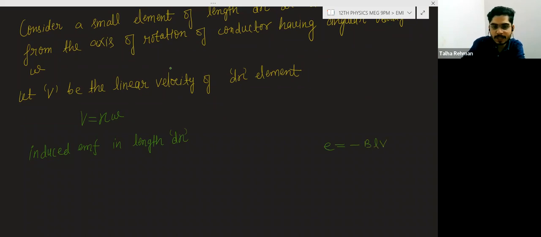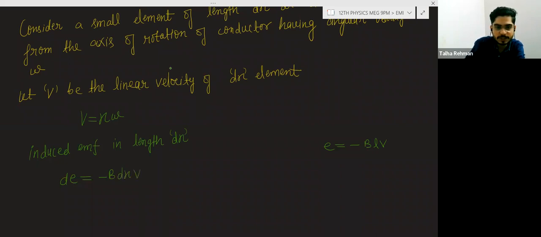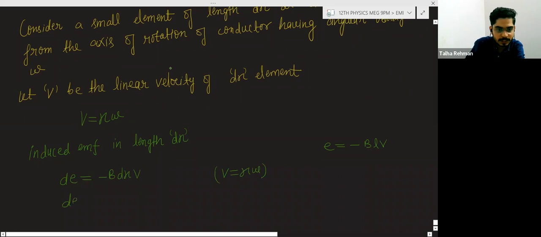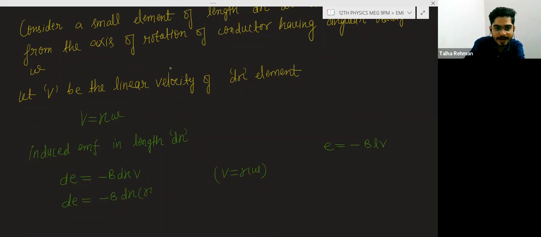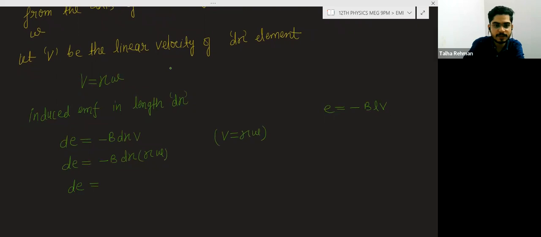So the length of the conductor is dx. This will be the very small EMF dE, and dE will be minus v, and for the length I will write dx, into the velocity v. Now put v equal to x omega here. So dE is equal to minus v dx. Instead of v, I will put x into omega. Finally, a small EMF induced in the length dx will become minus B omega x dx.